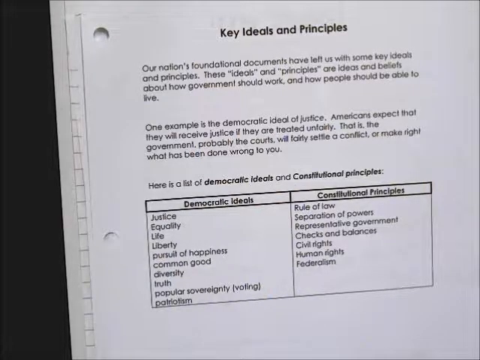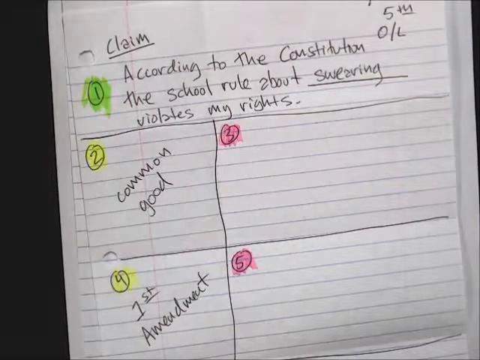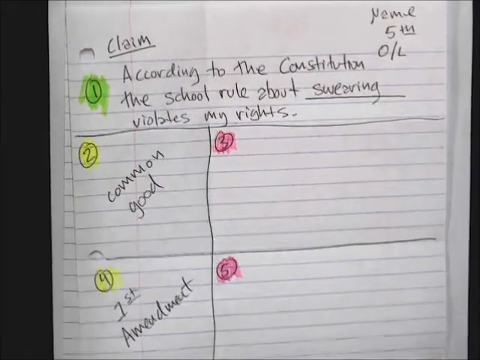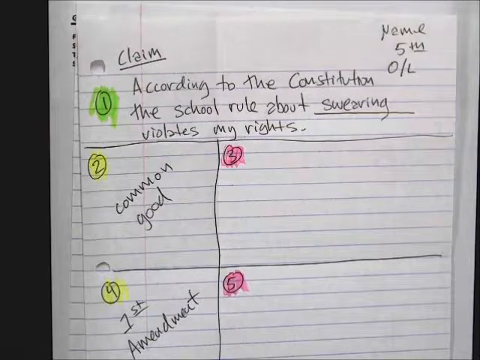Yes. Liberty. I might say that's the path of least resistance. I'm going to put liberty, the key democratic ideal of liberty. So now I've got a claim: according to the Constitution, the school rule about swearing violates my rights.